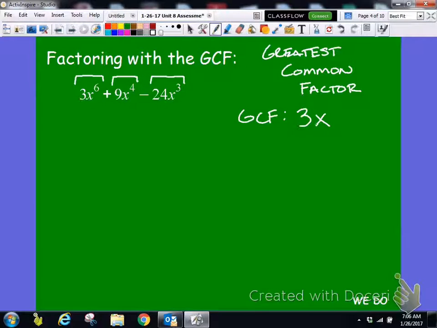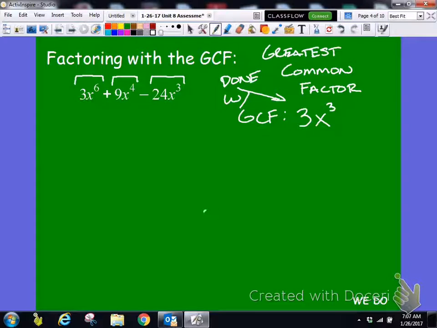Now, I see that the first term has an x to the 6th, the second term has an x to the fourth, and the last term has an x to the third. I have to identify the lowest powered x as my greatest common factor. So in this case, x to the third, or x cubed, is going to be my greatest common factor. Now, if all it's asking for is your greatest common factor, then you'd be done here. So that's done with my greatest common factor. If it wants me to find the rest of the factors, or the other factor, I have to continue forward.